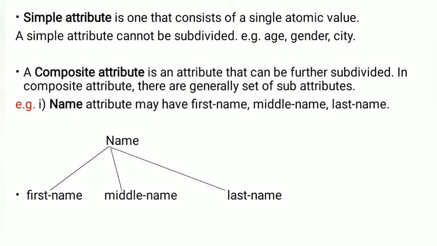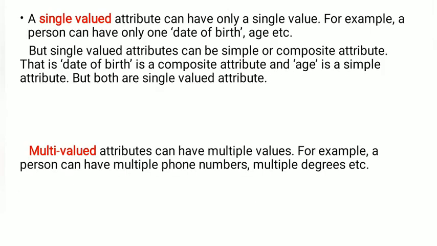But a single value attribute can be a simple or composite attribute, that is date of birth is a composite attribute and age is a simple attribute, but both are single value attributes. Multi-value attribute means an attribute can have multiple values. For example, a person can have multiple phone numbers, multiple degrees, etc.